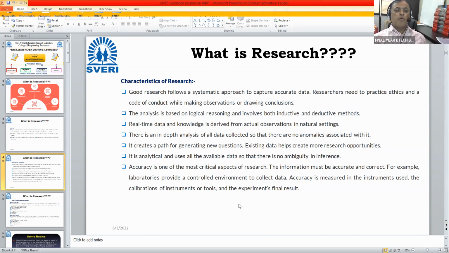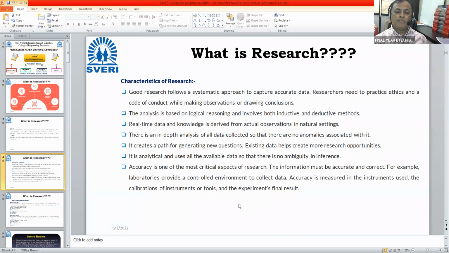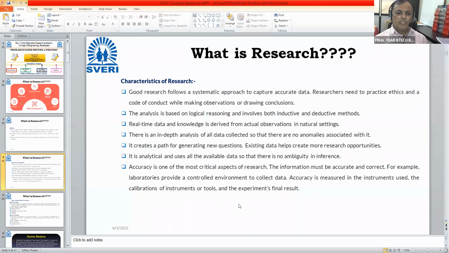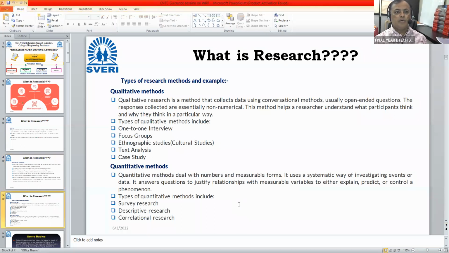For example, laboratories provide a controlled environment to collect data. Accuracy is measured in the instruments used, calibration of the instrument, or it may be the experiment's final results. All these things can also be calculated by means of accuracy. Once you get the accuracy, you can say that your method is good enough.